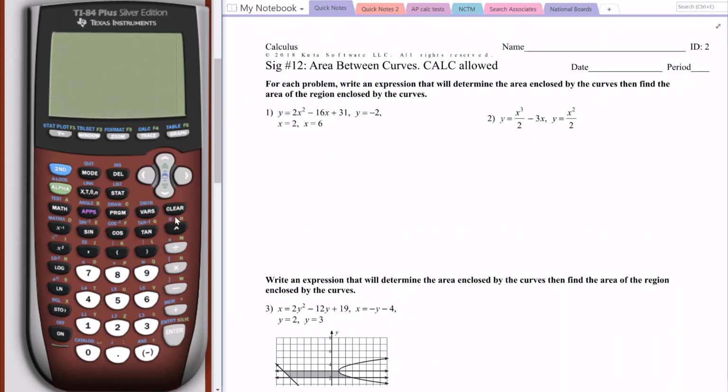You're going to need to make sure you're showing some work on these, because you're going to get credit whether or not you set it up correctly. Basically, we're trying to find the area between curves.